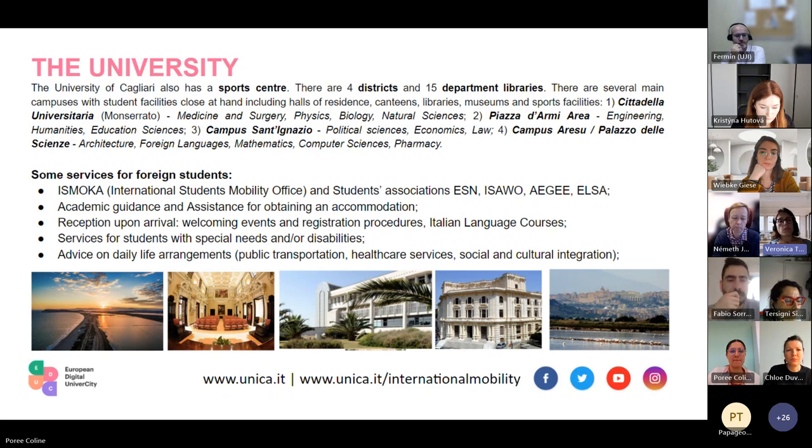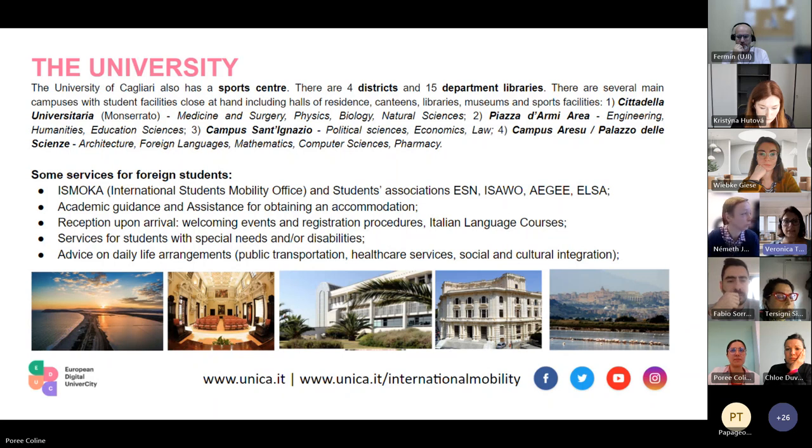We have a sports center. We have several libraries. Clearly, we have the halls for residents. We have canteens, museums, sports facilities. Cagliari, in fact, is indeed perfect also for open air sports. And our university provides several services for foreign students coming here.